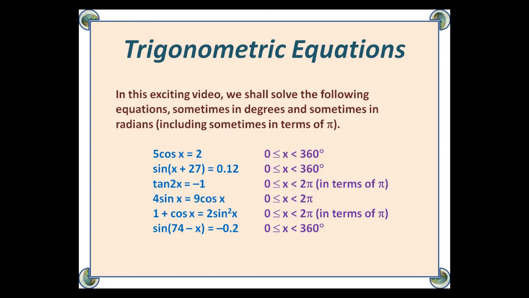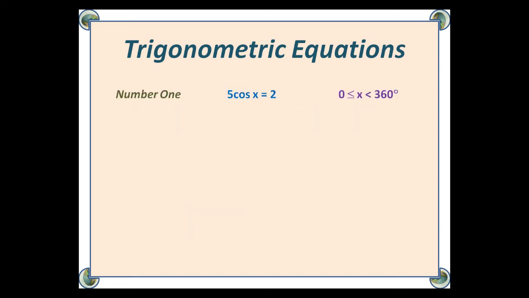Trigonometric Equations. In this exciting video, we shall solve the following equations, sometimes in degrees and sometimes in radians, including sometimes in terms of pi. We've got 5 cos x equals 2, sin(x plus 27) is 0.12, tan 2x is minus 1, 4 sin x is 9 cos x, 1 plus cos x is 2 sin squared x, and finally, sine of (74 minus x) is minus 0.2. So, number 1, 5 cos x equals 2, and we're looking between 0 and 360 degrees.